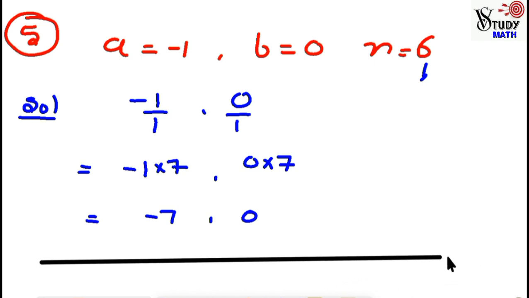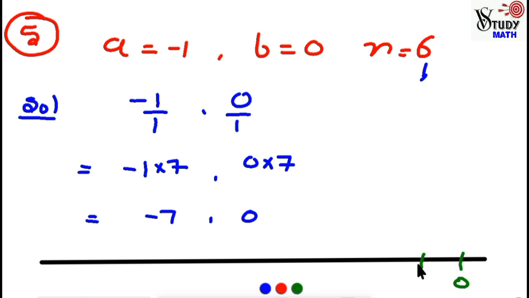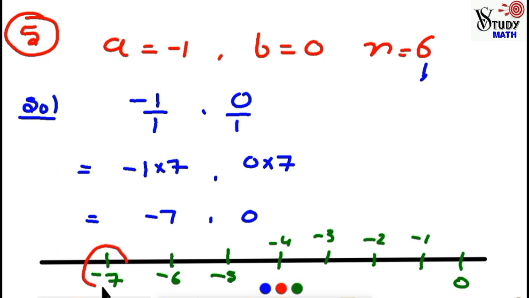This is our number line. On this number line we can say that this is 0, this is negative 1, this is negative 2, this is negative 3, this is negative 4, this is negative 5, this is negative 6, and this is negative 7. So dear students, see here we have this number and we have this number.